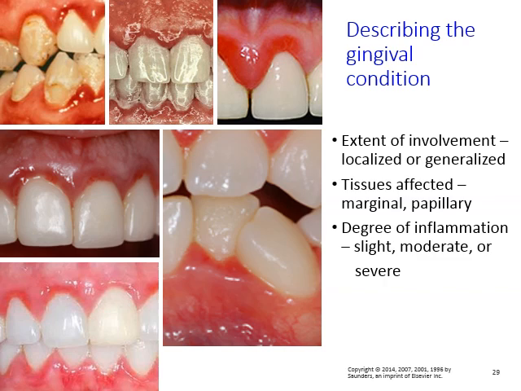If you're going to use the term localized, you always must put where it's localized to. Is it papillary, marginal, both? Diffuse, meaning does it go all the way to the mucogingival junction? Is it slight, moderate, or severe?